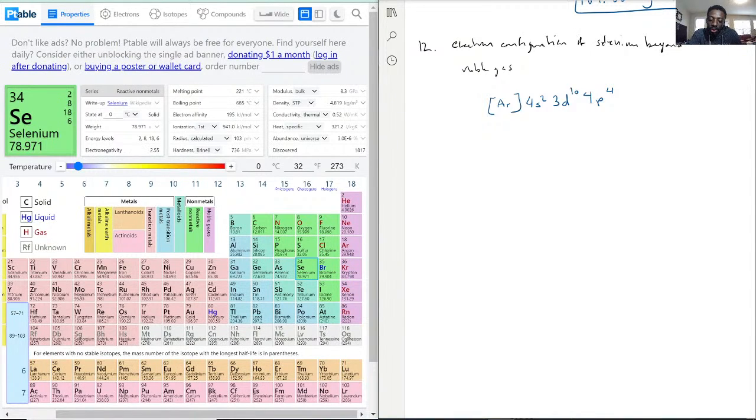So this will be the electron configuration of selenium beyond its noble gas. We have to rearrange it real quick, because you would actually have it, okay, still argon, 3d10, 4s2, 4p4. Okay, so this is what we have here.